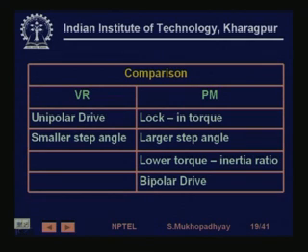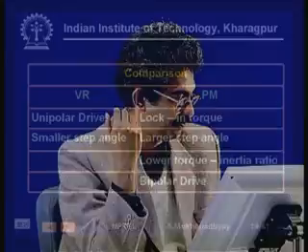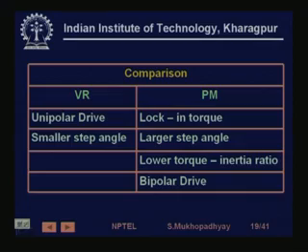On the other hand, with permanent magnet machines, you have a lock-in torque, as we said, but you tend to have a larger step angle, and you also have a lower torque to inertia ratio, and you require a bipolar drive. So, these are the trade-offs. The only good thing is that nowadays very good permanent magnets are available, so you can have very high field strength in these machines. These are just some comments, but probably during that time they used Alnico or iron magnets, while now people use rare earth magnets. So, this lower torque to inertia ratio concept is probably not valid.